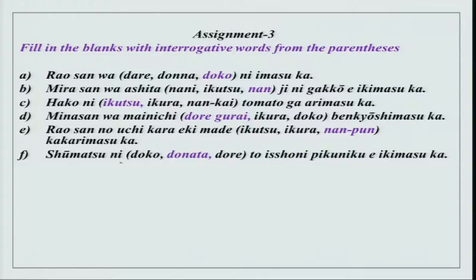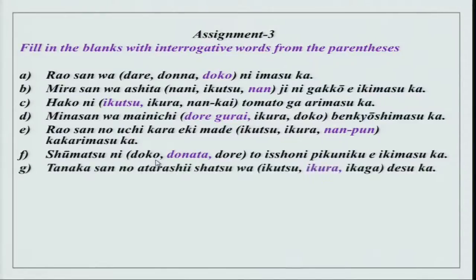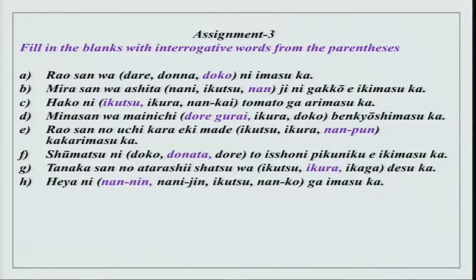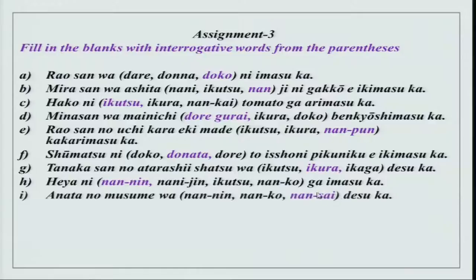Shumatsu ni donata to issho ni picnic e ikimasu ka? Dore, of course, is choice between two things and doko means where. Tanaka san no atarashi shatsu wa ikura desu ka? Shatsu, shatsu. Heya ni nannin ga imasu ka? How many people? Anata no musume wa nansai desu ka? Nanko is for number, nannin is for person.